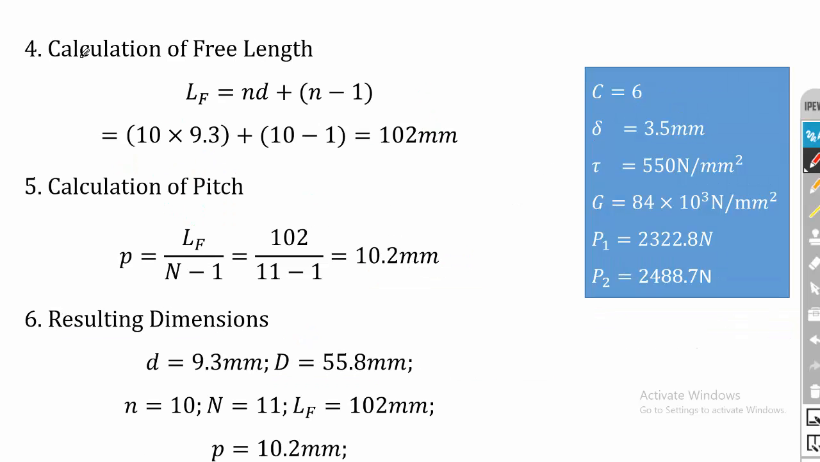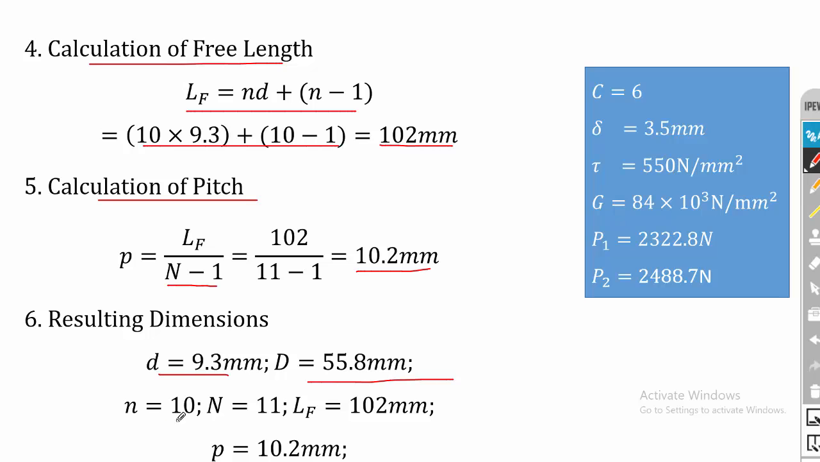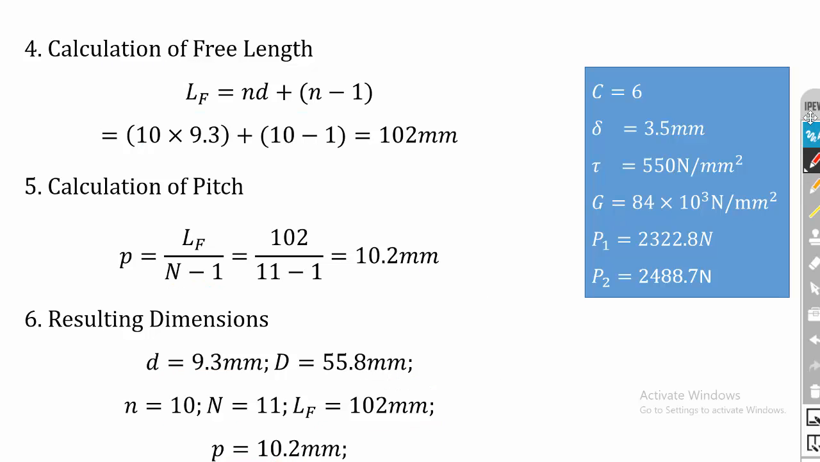Then the fourth step is calculation of free length, and the free length for a helical tension spring is LF is equal to nd plus (N minus 1) d. So we have all the values, substitute it, you will get 102 mm. Then pitch, p is equal to LF divided by (N minus 1), so it is 10.2 mm. The last step is resulting dimensions, write all the calculated dimensions in the final step. So this is the design procedure for helical tension spring.